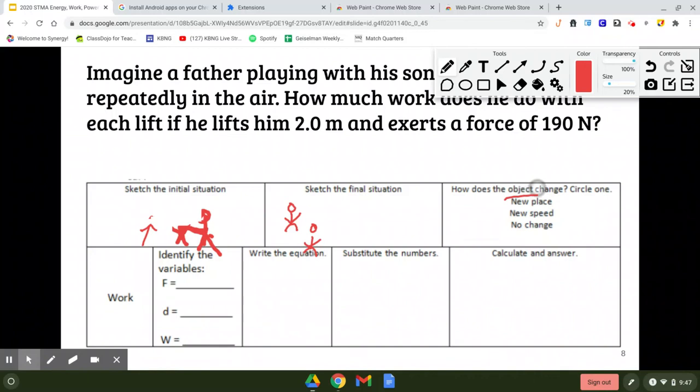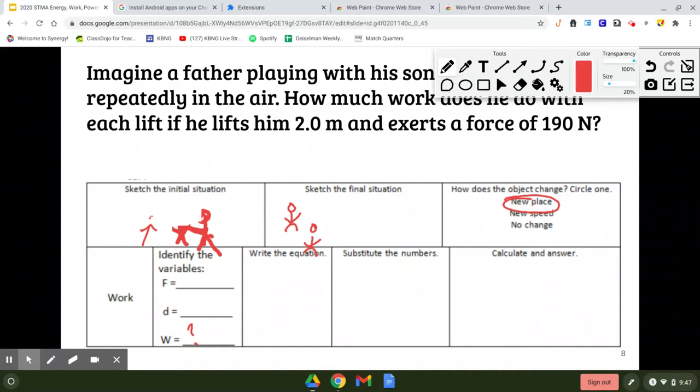He's in a new place, and to get there, he had to have a new speed, but it doesn't give us that information. So we're just going to say he's in a new place. So we need to figure out what the work done was. So we're going to try and figure out how much work was done in this problem.